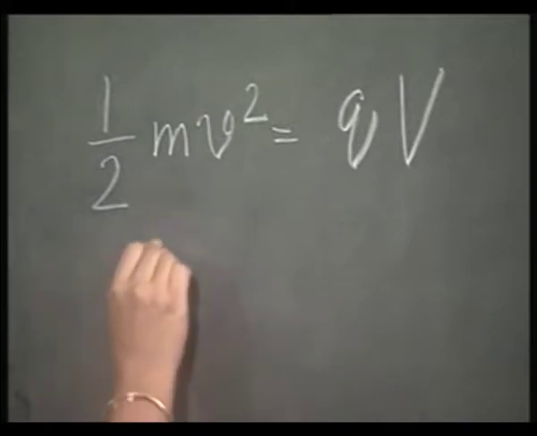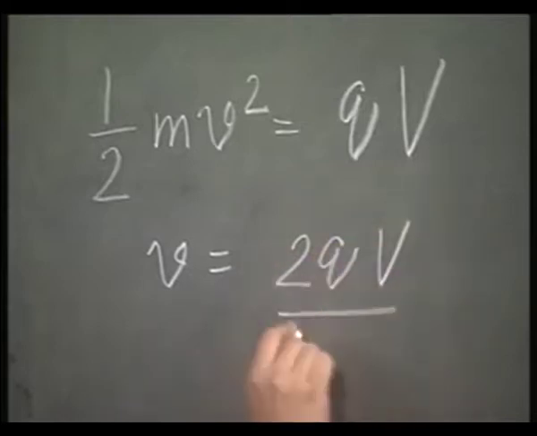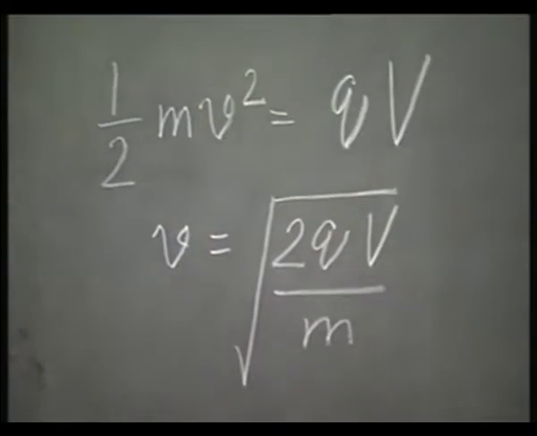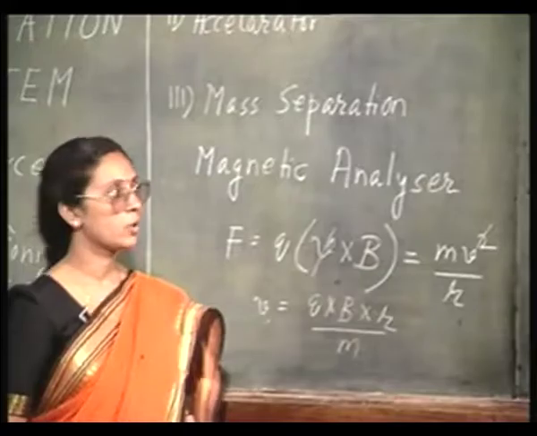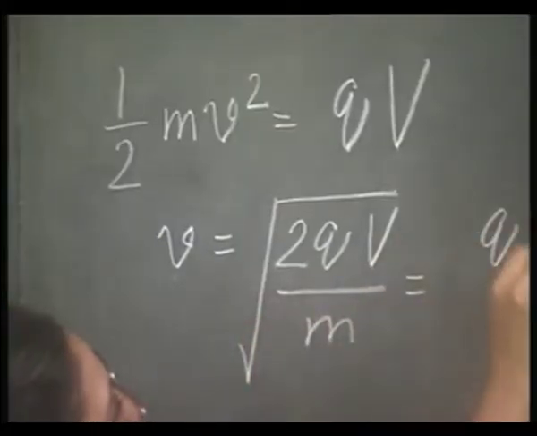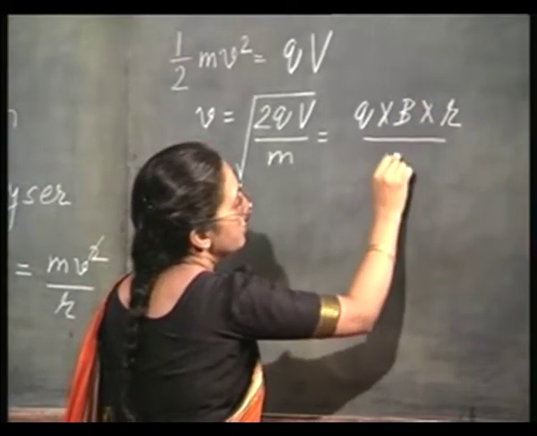From this therefore, I can say that v is equal to square root of 2qV, this V is the potential that is applied, divided by m. Now, if I substitute this value of v here, what do I get? I get this is equal to Q into B into R divided by M.